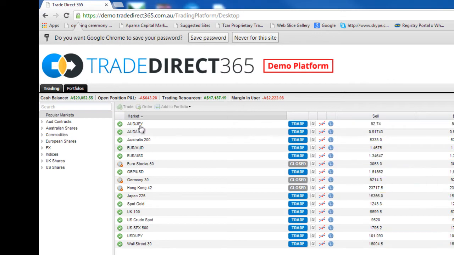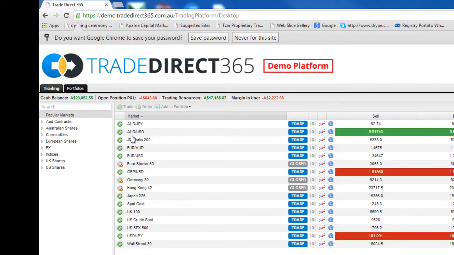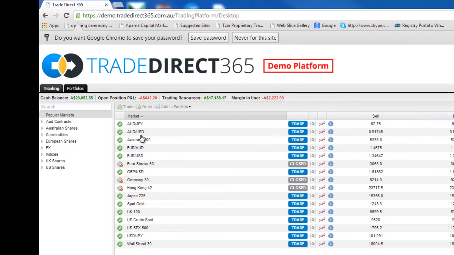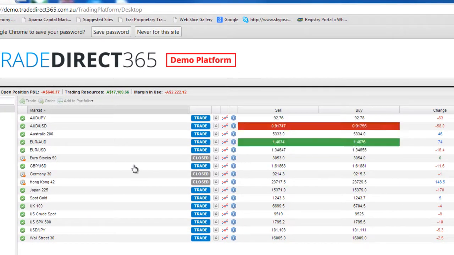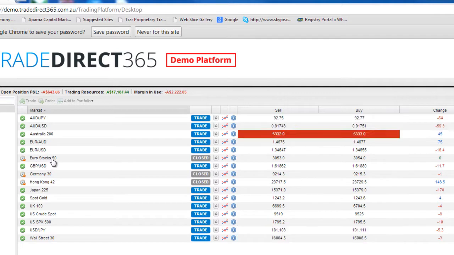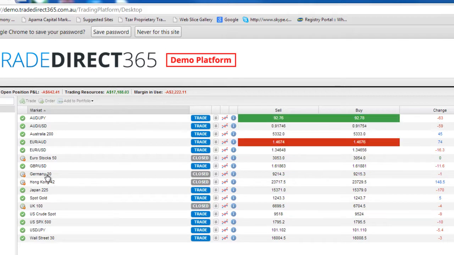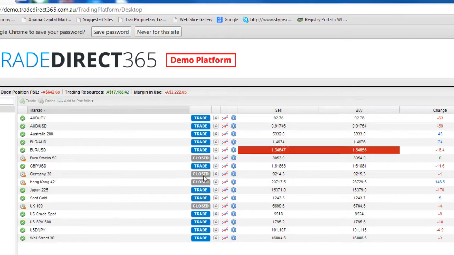There's the Aussie Japanese yen at the top here. We have the Aussie US dollar, which is a very popular currency pair to trade. There's some indices, the Australia 200 with a 1 point spread, so very tight spreads as well. We've got the Euro Stoxx 50, which is the index of the top 50 stocks in Europe there. That's closed at the moment, as is the Germany 30, which follows. It's a cash market equivalent of the DAX.